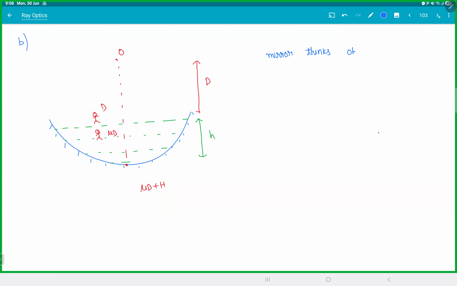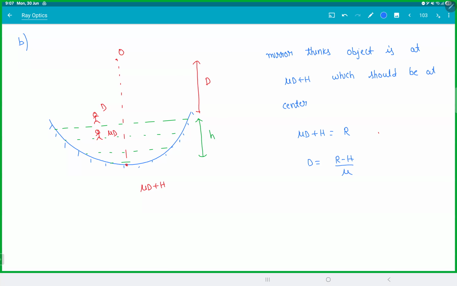Now understand, the mirror doesn't know who is O. Whatever light rays it sees, it will think that is O. Now because the image is forming at this point, it should be at the center. Once you're done, you're done. So mu D plus H must be equal to R. So D is equal to R minus H by mu.